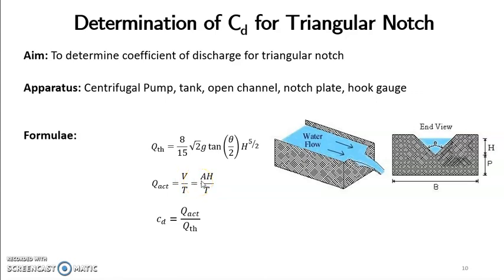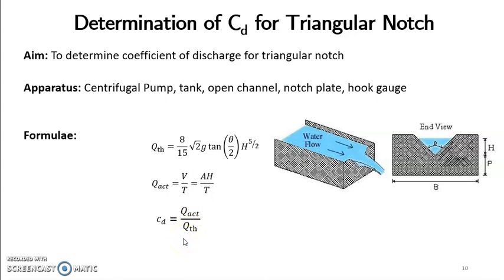I will show you what I mean by collecting tank in the coming slides, and H is nothing but the water stored in that particular collecting tank, and T is the time required to store that water. And from this theoretical discharge and actual discharge, you can calculate CD value. The CD is known as coefficient of discharge, which is equal to Q actual divided by Q theoretical.